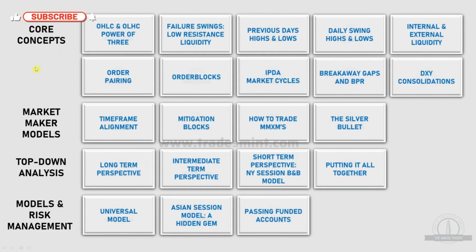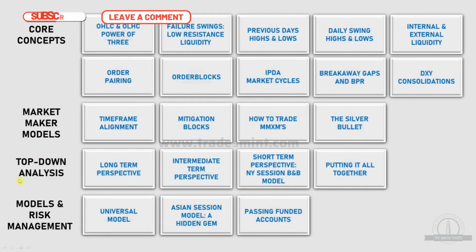So over here we've got an overview of all the topics we're going to cover. First of all, we have the core concepts. These are foundational to understanding the trading models, and we're going to cover all these topics in the next lessons. After we've covered those core concepts, we're going to go to market maker models, how to use time frame alignment, how to use mitigation blocks, and how to actually trade those market maker models. And we're going to talk about the silver bullet, of course.